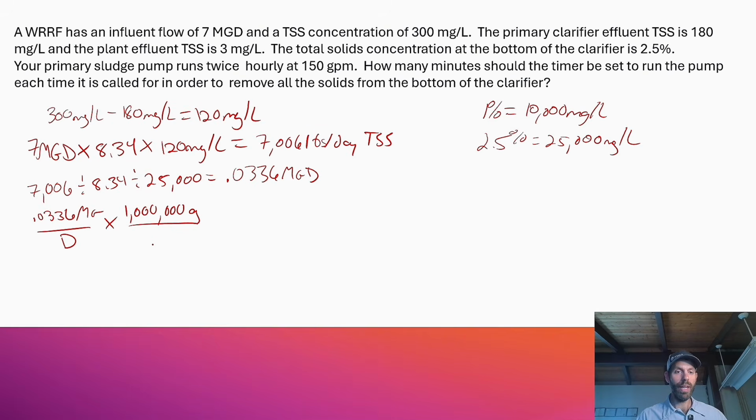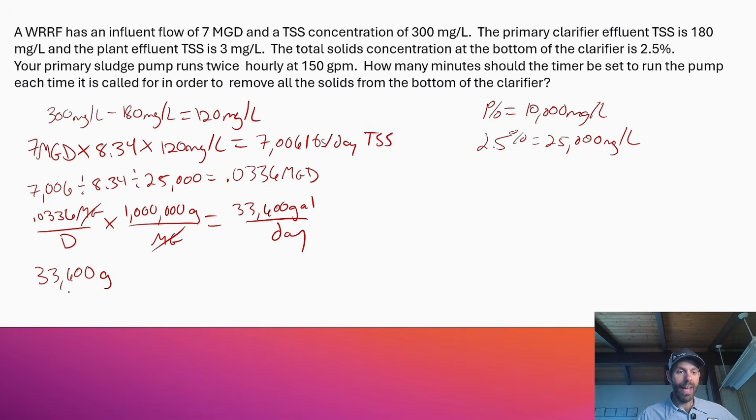gallons per mg. Okay? If you're unfamiliar with what I just did, this is called the conversion factor method or dimensional analysis. I'll link to that also in the description so you can see how to convert units. I'm left with gallons per day. So this is 33,600 gallons per day. Okay? Now I'm getting somewhere because I've got this pump. Your primary sludge pump runs twice hourly at 150 GPM. Okay, let's convert that.